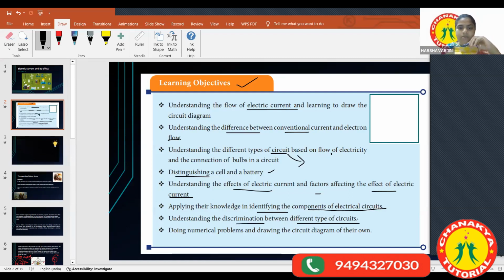Understanding the discrimination between types of circuits. So there are different types of circuits. So we'll be finding what are the differences between them. And then, of course, last but not least, we will be solving numerical problems, okay? And circuit diagrams for your understanding.